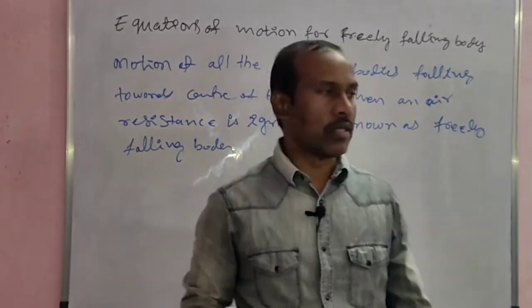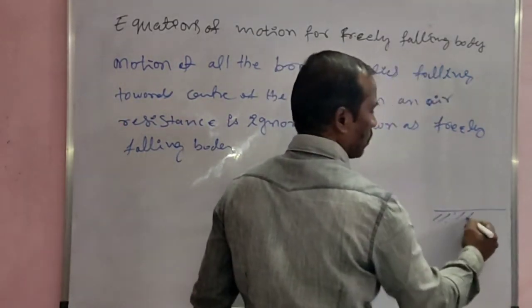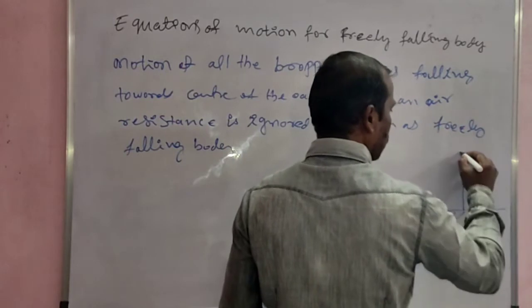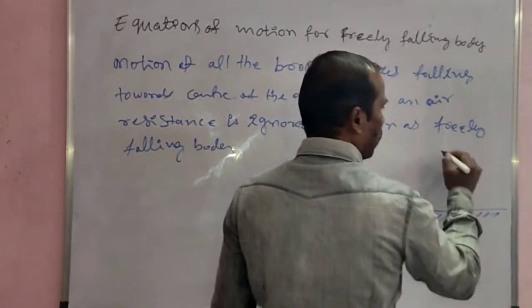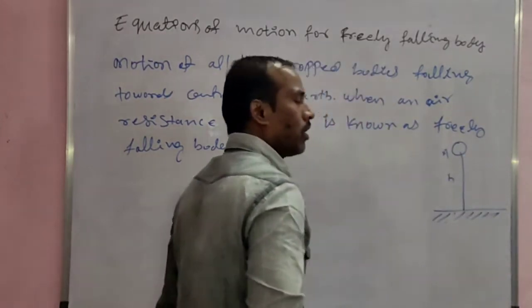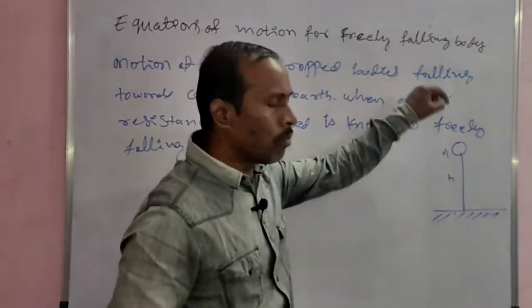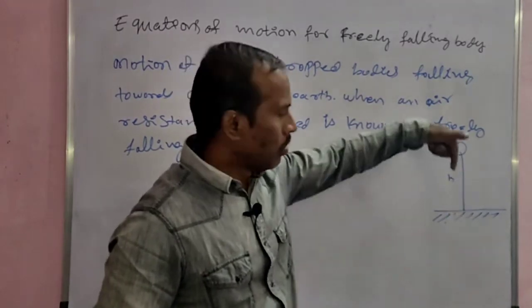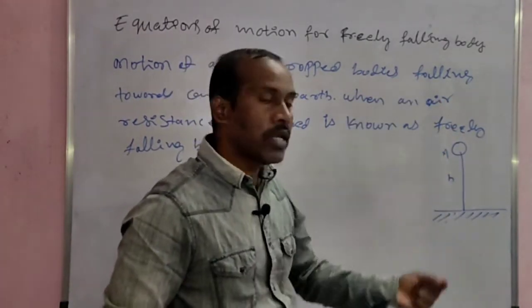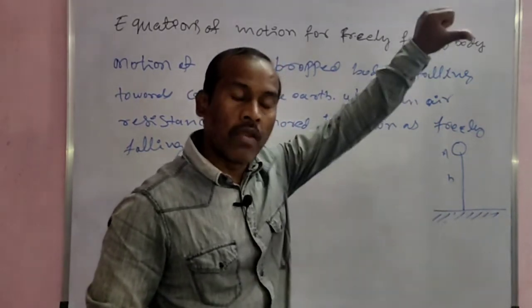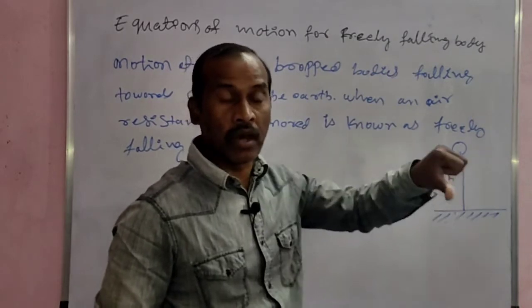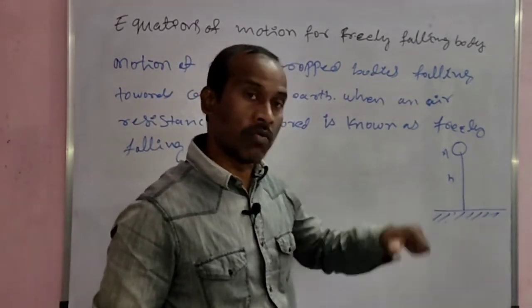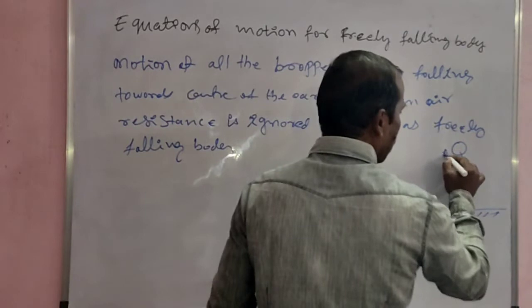So for the freely falling body, the body is dropped from rest at some height from the surface of the earth. For example, this is the earth surface, and the body is at some height, for example h, at a point. This body is dropped and moves with uniform acceleration equal to g in the downward direction. The acceleration due to gravity is always acting downwards, always in the direction of the center of the earth.